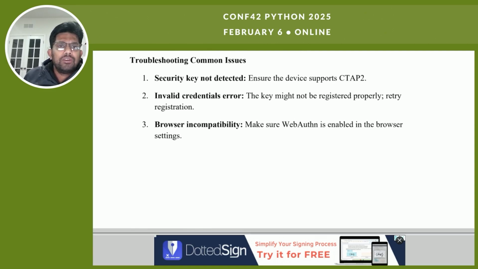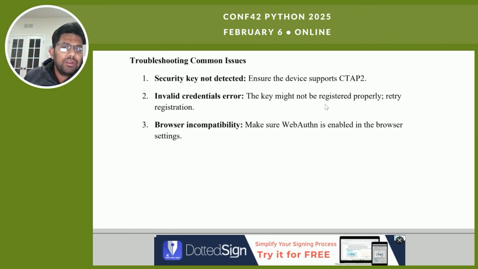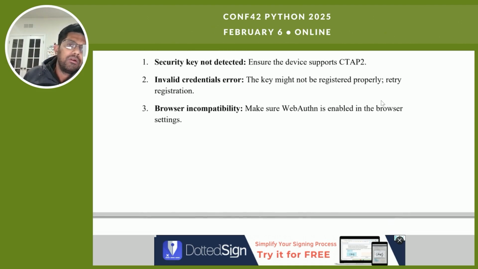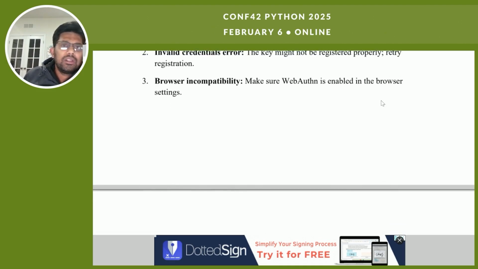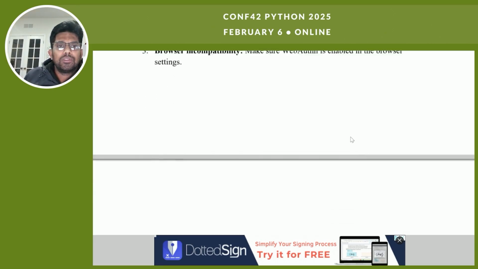And troubleshooting, right? So if you see any issues while running the code or while registering the device or while authenticating the user, the very common issues are documented here. Security key not detected: ensure that the device supports CTAP2. Or invalid credentials error: the key might not be registered properly, or we have to retry the registration. That could be an incorrect public key or a mismatch with the keys. And then the browser incompatibility. So make sure WebAuthn is enabled in the browser settings.